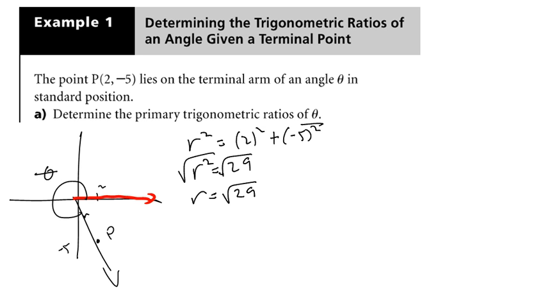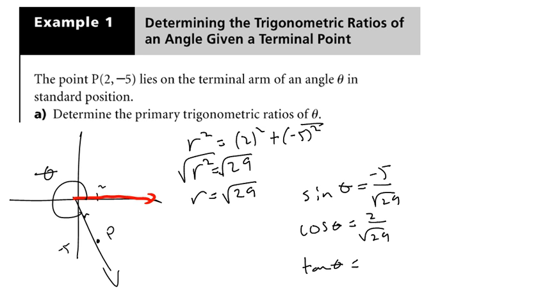So sine of theta is going to be y over r, or negative 5 over root 29. Cos of theta is going to be x over r, 2 over root 29. And tan of theta is going to be y over x, or negative 5 over 2.